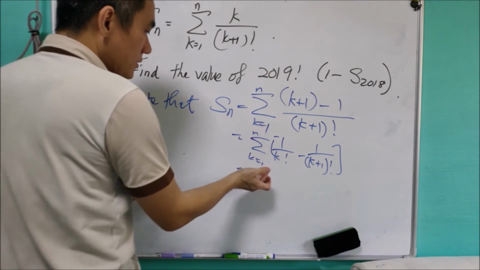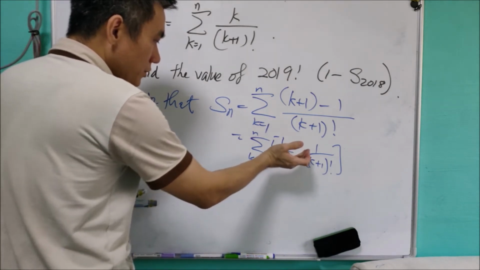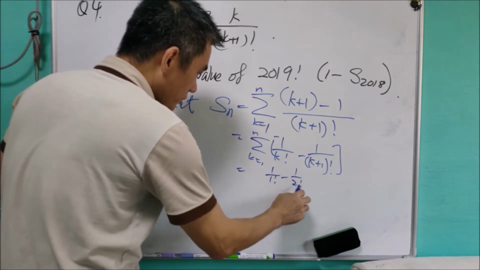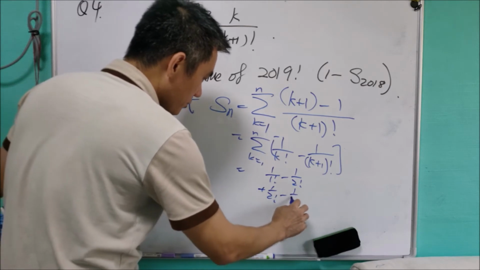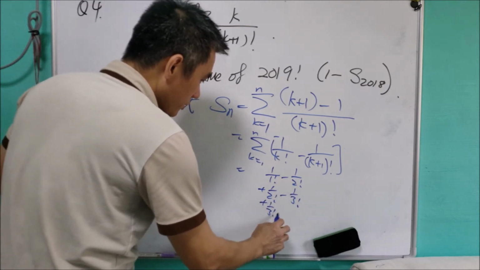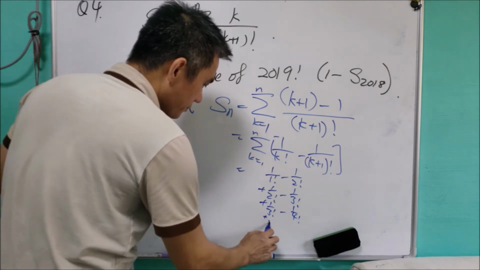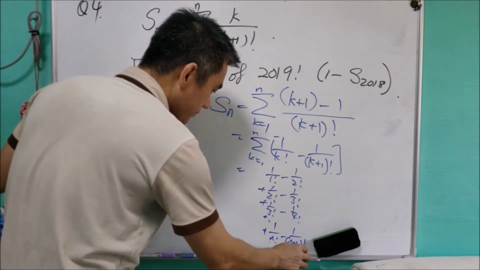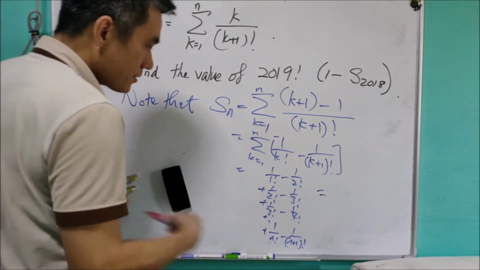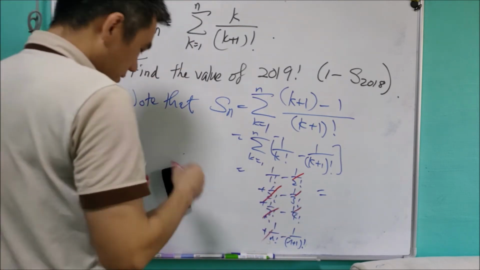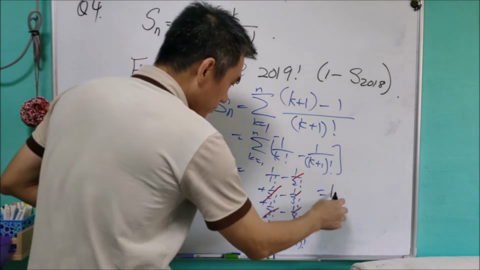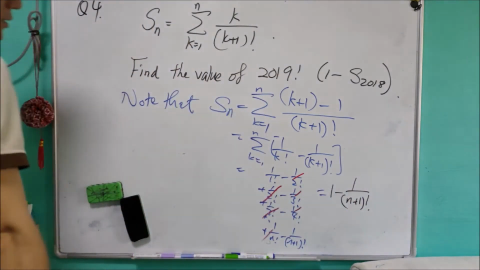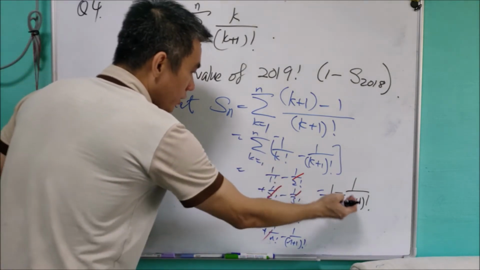So after we substitute k equals 1, k equals 2, until k equals n, we will get 1 over 1 factorial minus 1 over 2 factorial, plus 1 over 2 factorial minus 1 over 3 factorial, plus 1 over 3 factorial minus 1 over 4 factorial, and so on, until the last term will be 1 over n factorial minus 1 over (n plus 1) factorial. And we can cancel the common terms. Finally, we have 1 minus 1 over (n plus 1) factorial. So Sn will be equal to 1 minus 1 over (n plus 1) factorial.